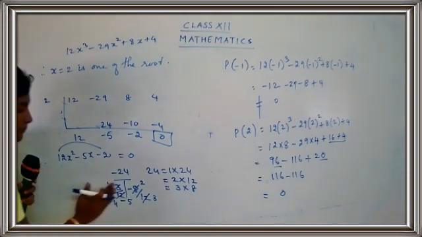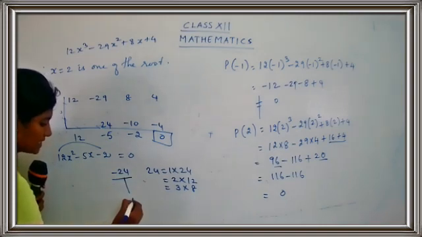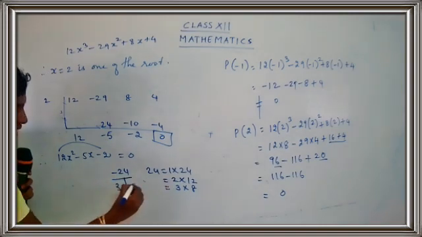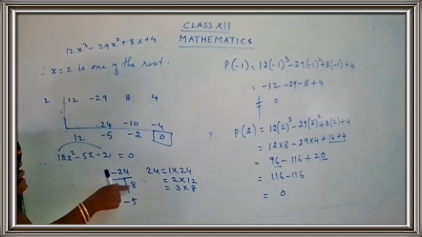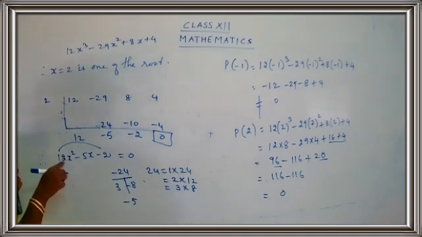So what we have done, I'll just explain to you once again this part. It's minus 24 and you have minus 5. I have chosen this 3 and 8. So 3 into minus 8 gives minus 24. 3 minus 8 gives minus 5. Okay children. Now we have the coefficient for x square that is 12.